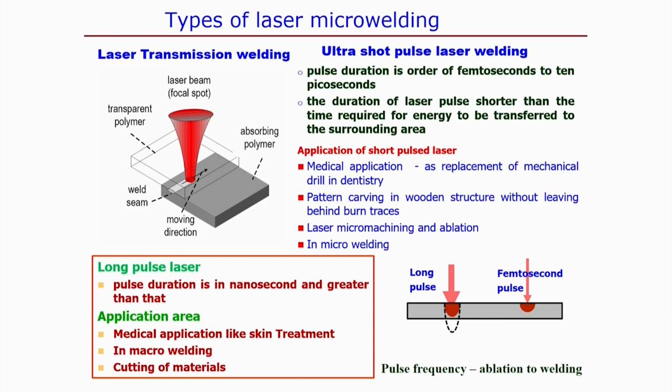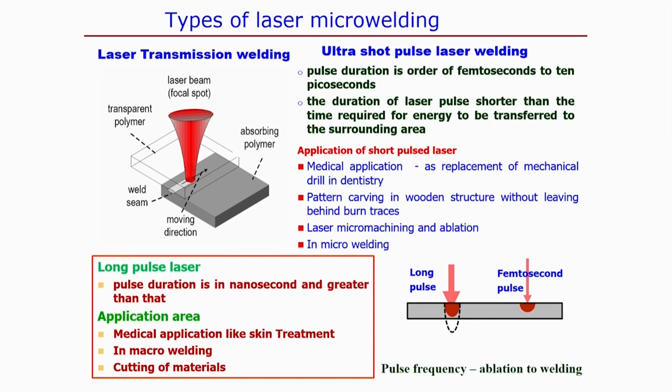Now, in that respect, we can explain applications of the short pulse laser. In medical applications, it can be considered a replacement for the mechanical drill in dentistry. That is a typical application of the very short pulse laser. Pattern carving in wooden structures without leaving burn traces is another typical application. And of course, the short pulse laser is very applicable for micro machining and the ablation process, and it is suitable for micro welding.